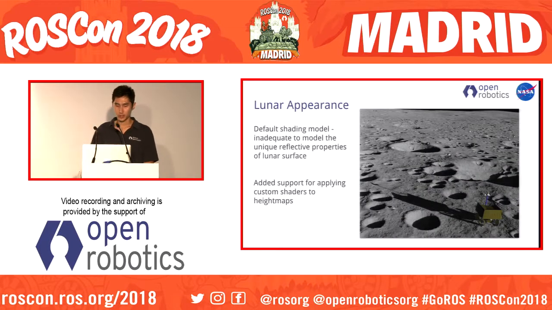The next thing that we did was focus on creating the lunar appearance. The default shading model in Gazebo just wasn't sufficient for the purpose of this project. They wanted to use what's known as the Hapke model. It's designed to capture the unique reflective properties of the lunar surface, which is covered by regolith, the powdery dust and loose rocks that you find on the surface of the moon.